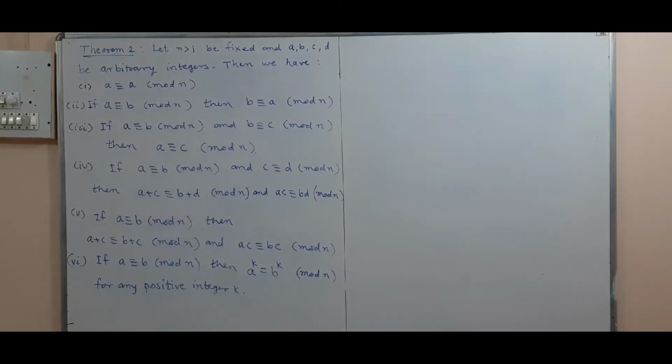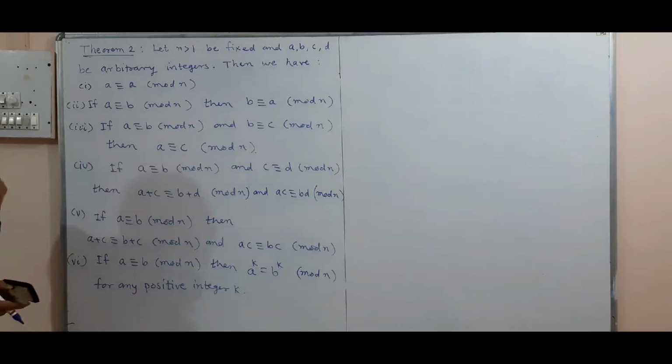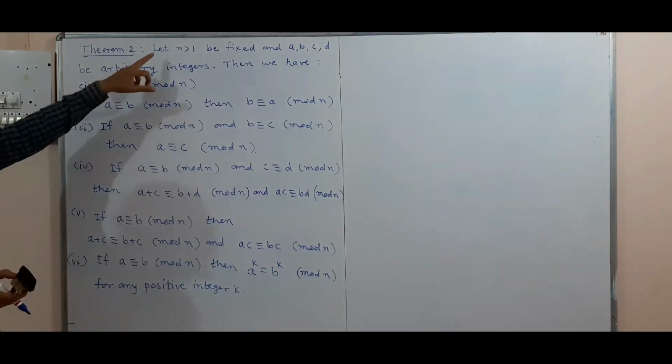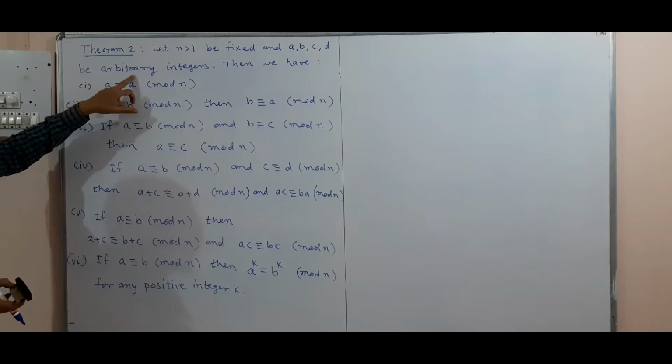Now we shall study some properties of congruences. These are written as our second theorem. Last time we defined congruences, and now consider n, a fixed integer greater than 1, and a, b, c, d are arbitrary integers.